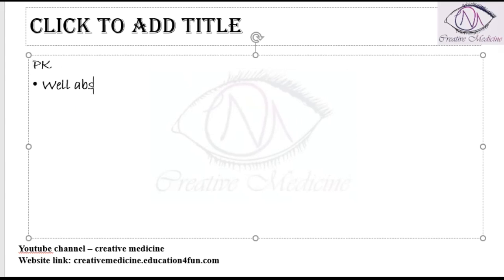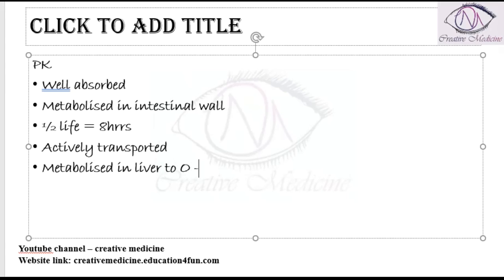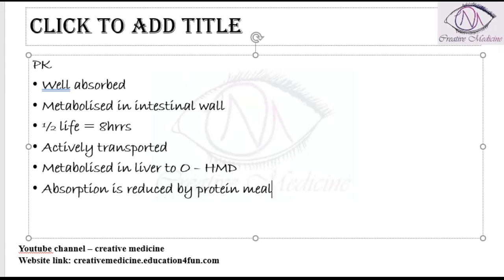Pharmacokinetics of levodopa. Levodopa is well absorbed and it is metabolized in the intestinal wall. Half-life of levodopa is around 8 hours. Levodopa is actively transported and it is also metabolized in the liver to OMD. Levodopa is well absorbed, but the absorption is reduced by protein meals. So levodopa absorption is reduced by protein meals.